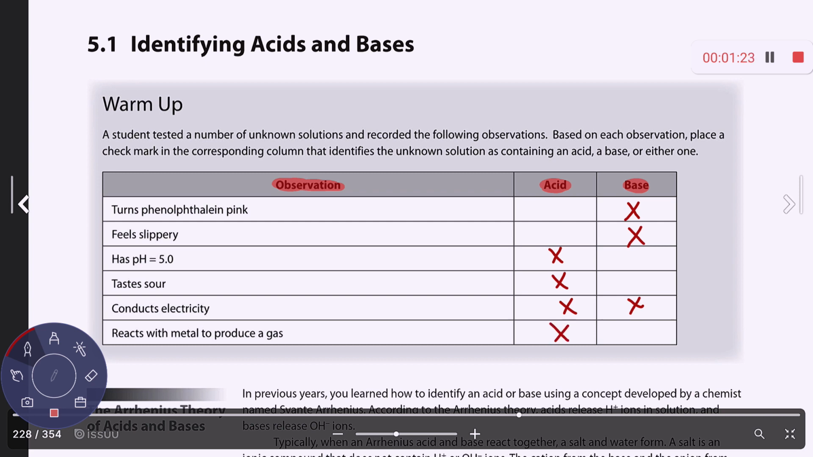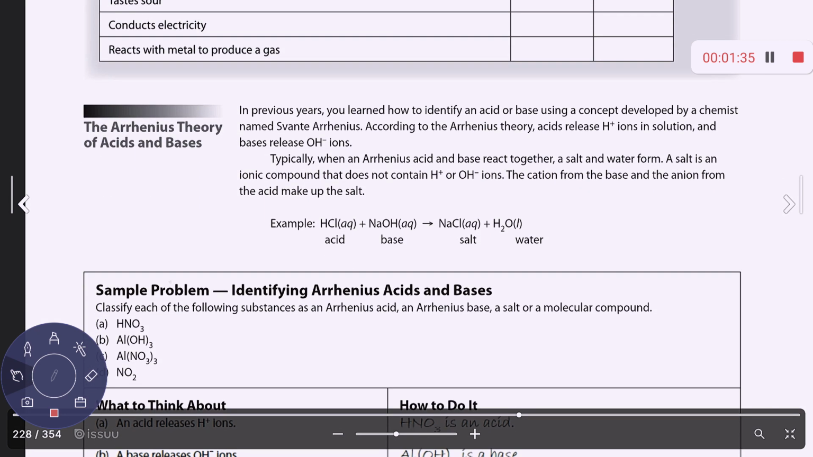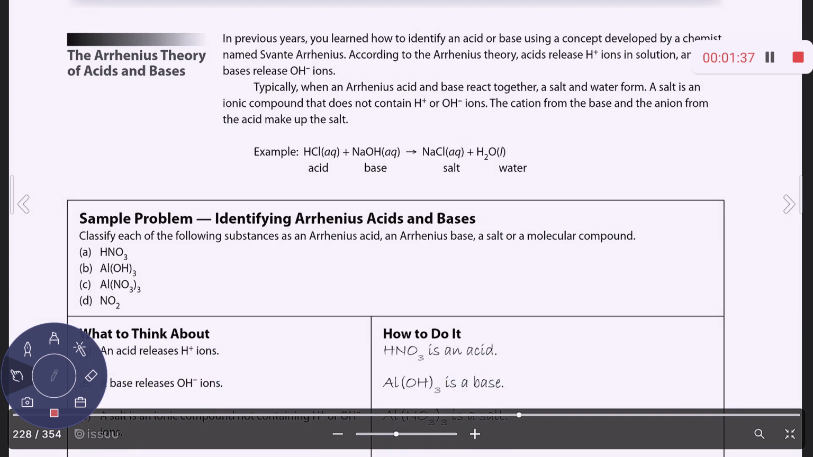Acid, exactly. Okay. We're going to be covering 2 different definitions for acids and bases today. We'll probably only make it through the first definition before break. The first definition is known as the Arrhenius definition for acids and bases. It was developed by a chemist by the name of Svante Arrhenius. According to Arrhenius's theory, acids will release hydrogen ions into solution, and bases will release hydroxide ions.